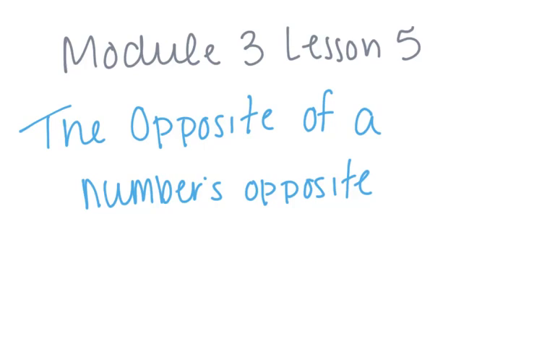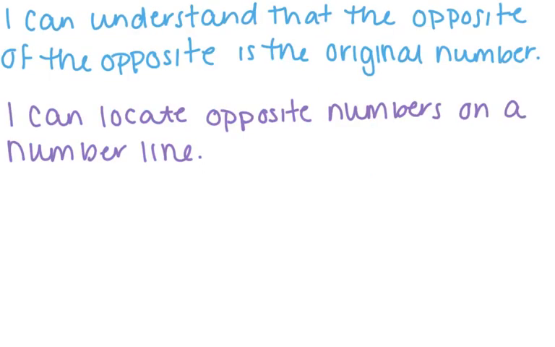Today we are going to be covering Lesson 5, the opposite of a number's opposite. Our learning targets are, I can understand that the opposite of the opposite is the original number, and I can locate opposite numbers on a number line.